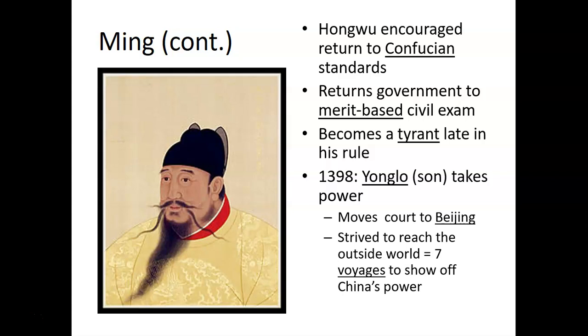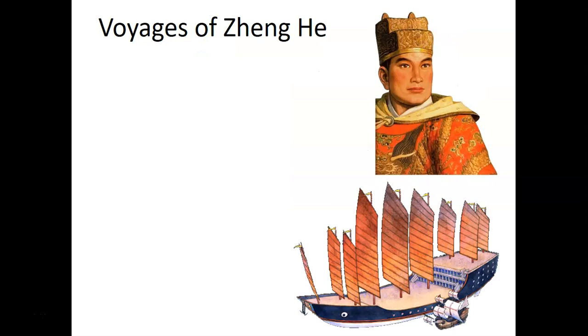Now, when he dies, his son Yongle takes power. And Yongle is going to be very important because he wants to show off the Chinese dominance in the world. He wants to show it off to people. And so he strives to show the outside world what Chinese power is and what it's like. And he does this by commissioning what are going to be 7 voyages that are going to go throughout Asia, India, the entire Indian Ocean area, all the way to the Middle East and East Africa. And he also moves the court to Beijing, which is the capital city of China today. It still resides there.